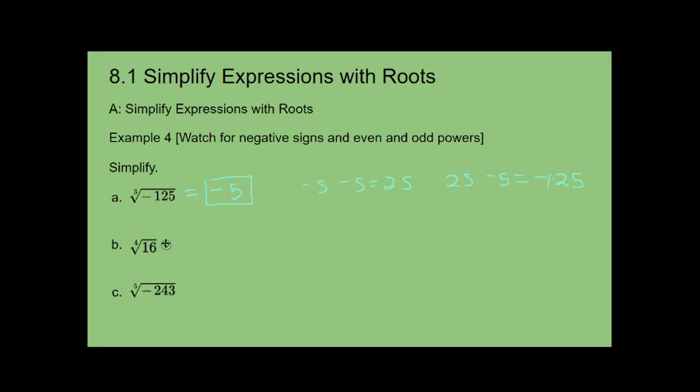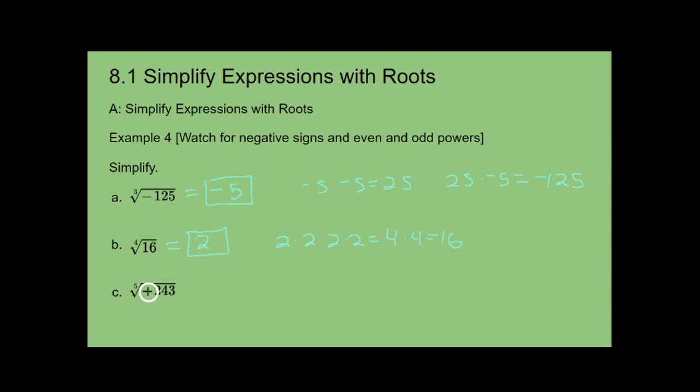The next one is the fourth root of 16. There's no negatives to deal with, so we're fine. We know it has to be a low number, so let's go ahead and try 2. 2 times 2 times 2 times 2 equals 4 times 4, which equals 16. So therefore, the fourth root of 16 is equal to 2.